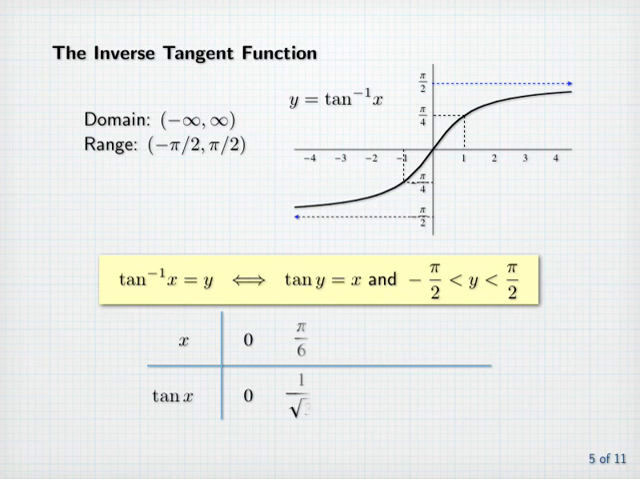Tangent of 0 is 0, tangent of pi over 6 is 1 over root 3, tangent of pi over 4 is 1, tangent pi over 3 is root 3, and the limit as x approaches pi over 2 of tangent x equals plus infinity.